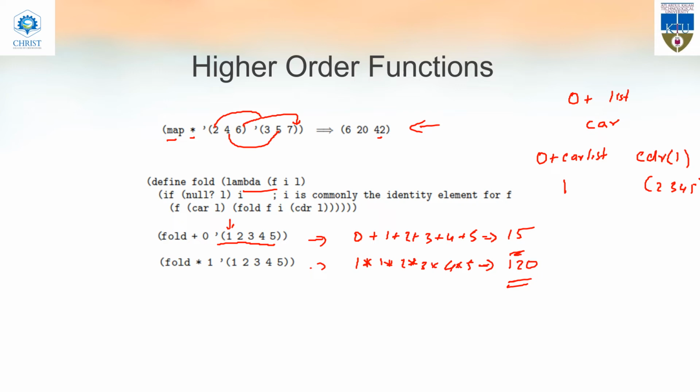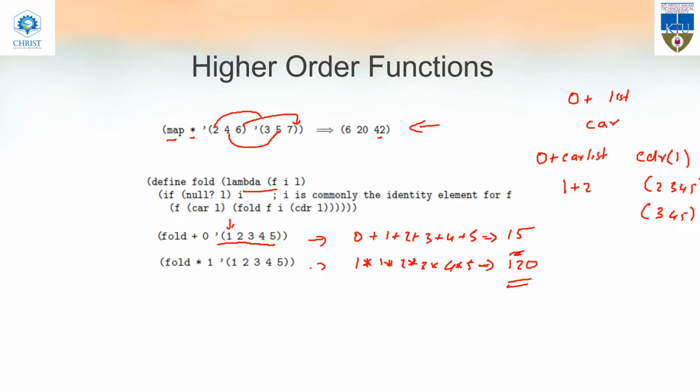Okay. Again, if I am taking CAR of this list, I will get 2. So again, 1 plus CAR of the list, that is 1 plus 2. And again I will be passing CDR of this list, so I will be passing 3, 4, 5. Until this is empty, I will just return it.